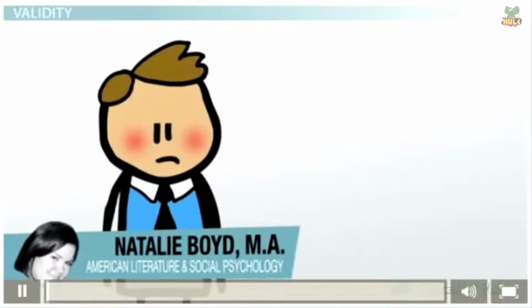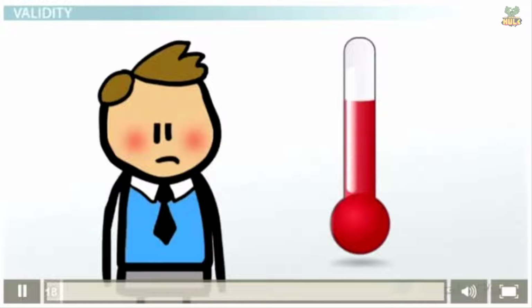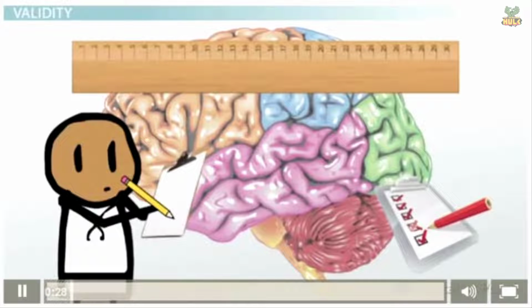Imagine that you wake up one morning with a cold. You're coughing and sneezing and just generally feeling icky. You think you might have a fever, but you're not sure. You get out your thermometer and stick it in your mouth. But when you take it out, the thermometer reads 72 degrees, which is the temperature in your house, not the temperature of your body. In psychology, there are many different tools used to measure traits.